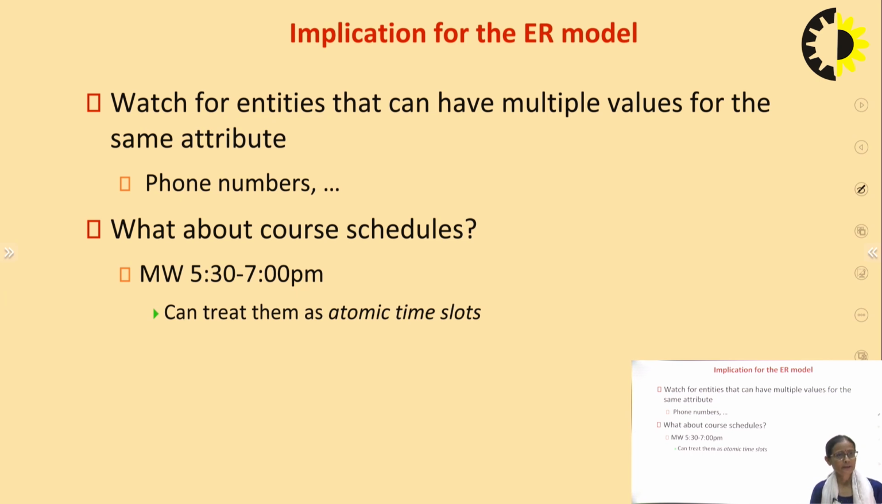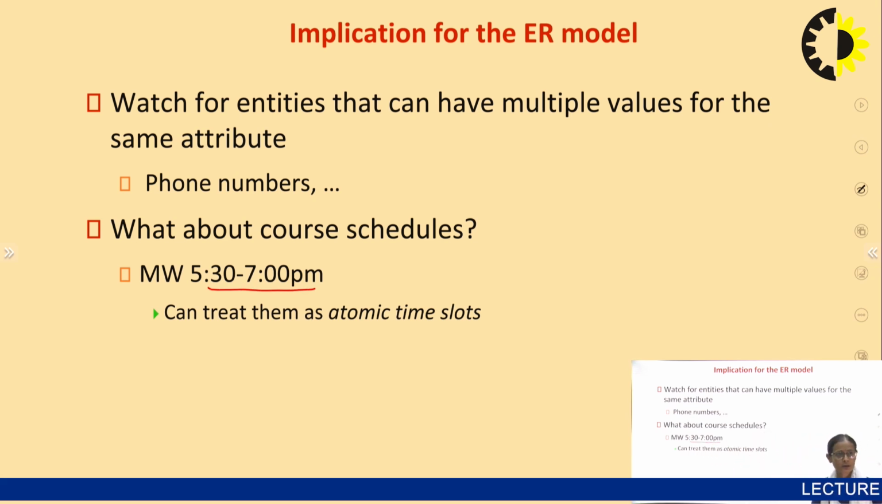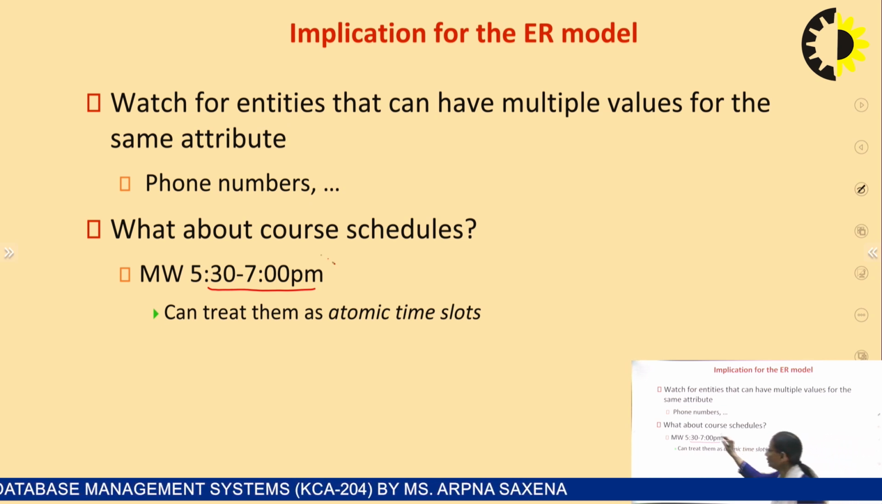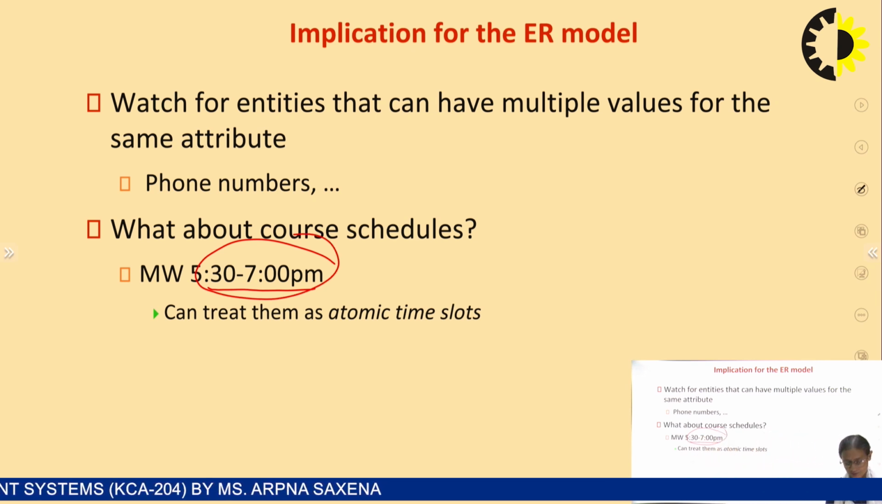Watch for entities that can have multiple values for the same attribute, for instance phone numbers. If you find such attributes, always see whether they have atomic values or not. Again, this is a simple example, where we have a duration. The question is whether it is an atomic value or a multi-valued attribute. In this case, we can treat it as an atomic time slot because it provides the information related to the duration.